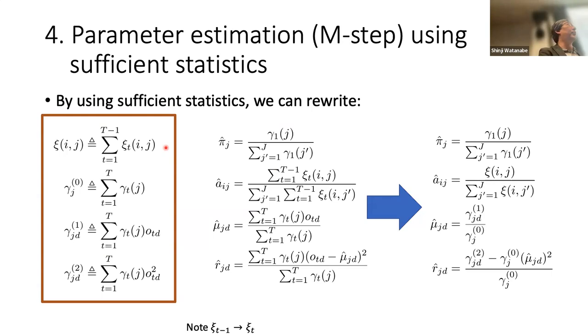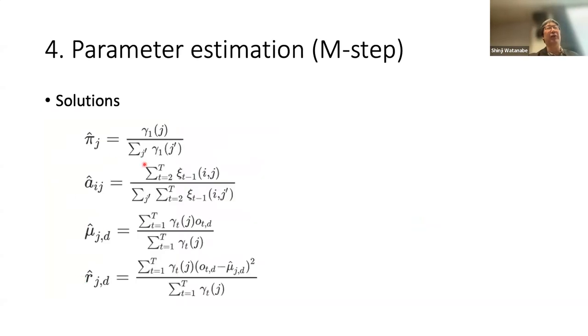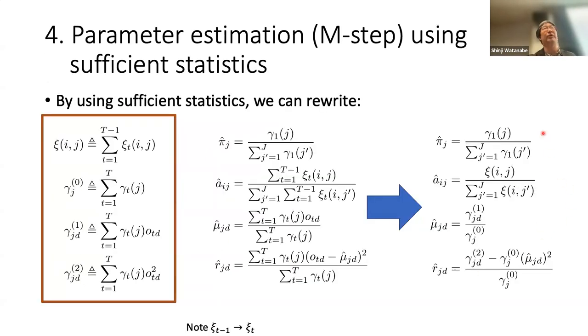Which probably is not so important for many people, but this nature is actually very important when we perform parallelization, because each computing node just returns these statistics, and the master node aggregates all of these statistics and then performs this computation, and so on. So this statistics accumulation property is quite important when we parallelize the algorithm.